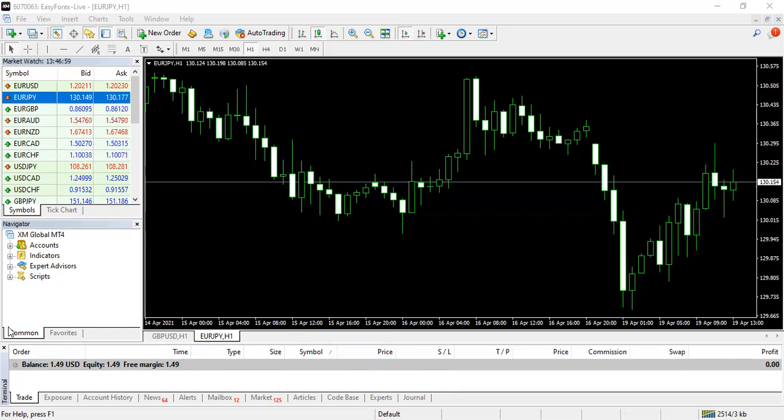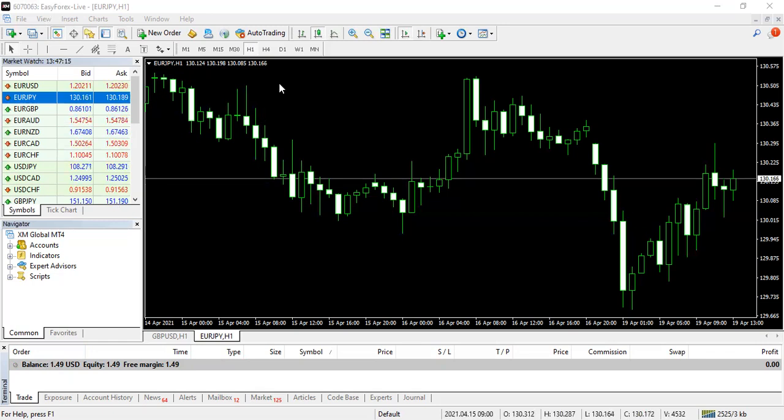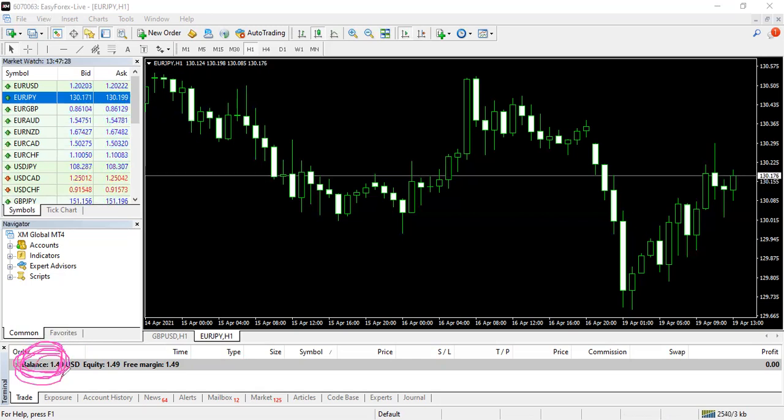Now, I want to talk about the bottom part of this panel. I never talked about it in my last video, so let me talk about it. The terminal section is where you will see your account balance. If you look here, where the cursor is drawing, you will see the balance. That is the balance portion, and this account has only $1.49.